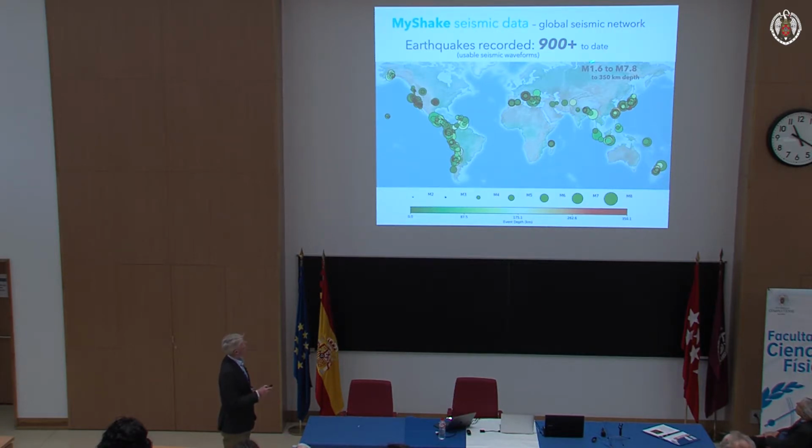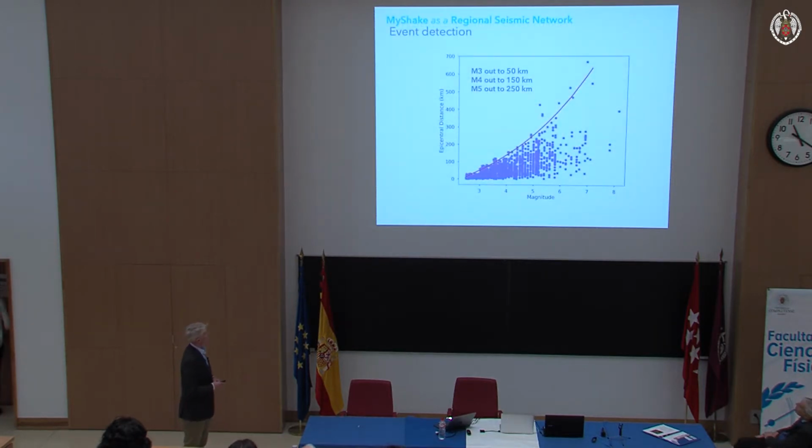You can see the smallest earthquake we've detected is actually a magnitude 1.6 earthquake. That was a quarry blast in the South Bay, San Francisco. The largest was the Ecuador earthquake, a magnitude 7.8. We've observed earthquakes down to depths of 350 kilometers in the Japan region, and of course all the way up to the surface. So what does the detection capability look like?